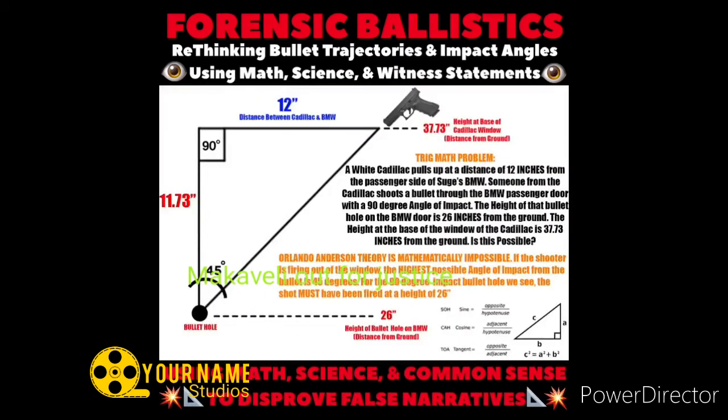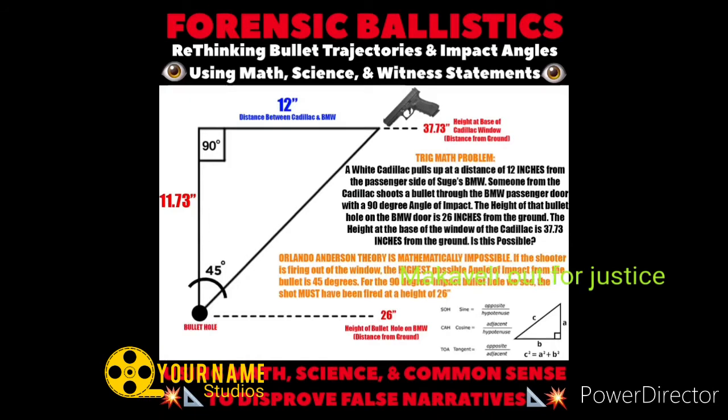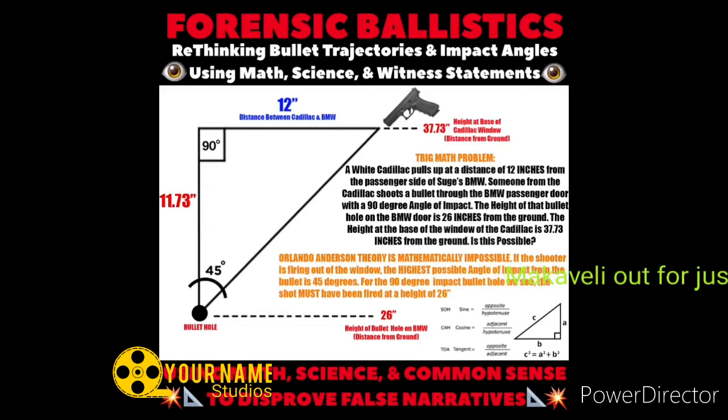Let's do the math. A white Cadillac pulls up at a distance of 12 inches from the passenger side of Suge's BMW. Someone from the Cadillac shoots a bullet through the BMW passenger door with a 90 degree angle of impact. The height of that bullet hole on the BMW door is 26 inches from the ground. The height at the base of the window of the Cadillac is 37.73 inches from the ground.